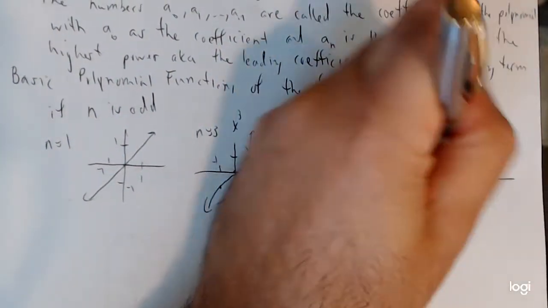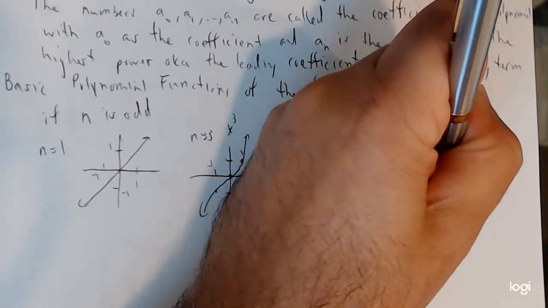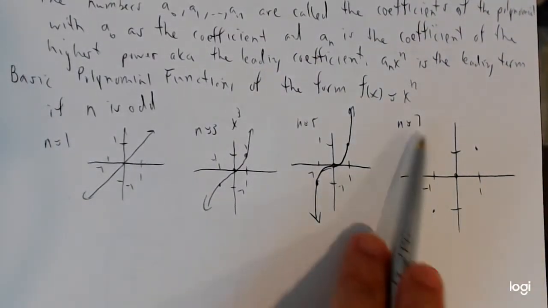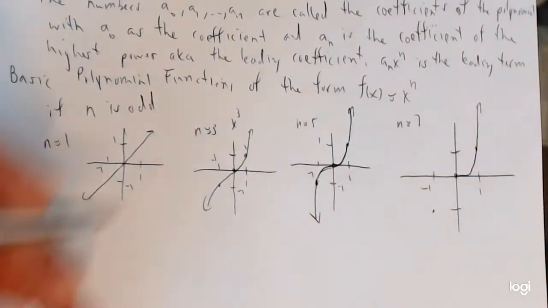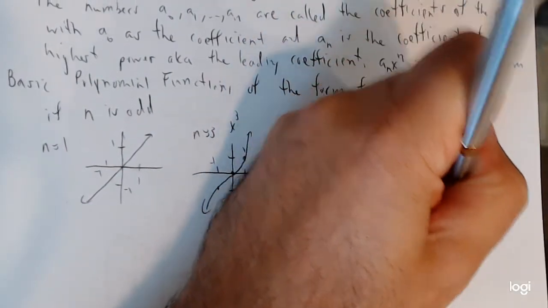Well, same thing, right? At 1, it'll still be 1. At negative 1, it'll still be negative 1. At 0, it'll be 0, except between 0 and 1, x to the power of 7 will be even flatter than x to the power of 5. So it'll be flatter, and then it'll increase even faster. And then it'll be flatter even more, and it'll decrease even faster.